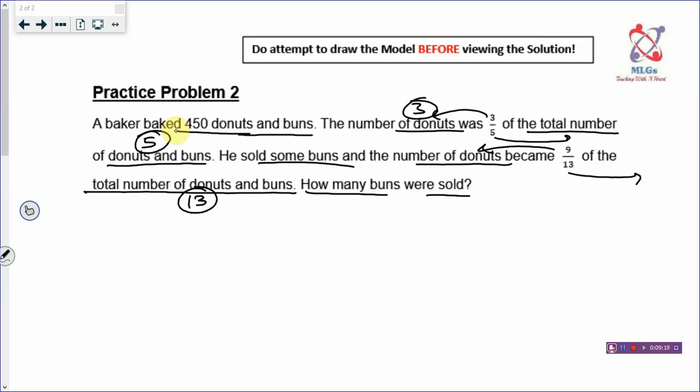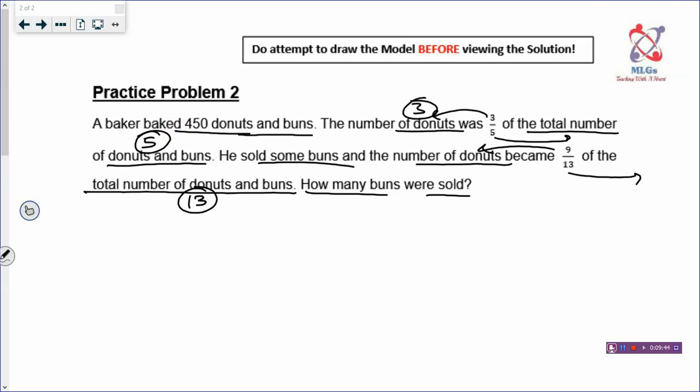Or is the difference unchanged? Now, did he sell equal number of donuts and buns? The question says no, so the difference has changed. He sold buns only. So one group is unchanged, which is the donuts. He did not sell any donuts. Or is everything changed? So you have to think about this question, right? There are 4 answers to consider in this problem. What's the answer? One group is unchanged.